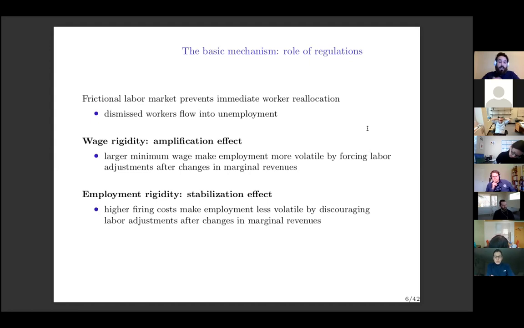And this, of course, will create much larger dismissal of workers, with implications for both unemployment and labor and income inequality. On the other hand, employment protection legislation will introduce unemployment rigidity, which will create what I call a stabilization effect, meaning that higher firing costs will actually make employment at the firm level less volatile, simply by discouraging firms from making labor adjustments and rather increasing the incentive to adjust wages downward if they can.